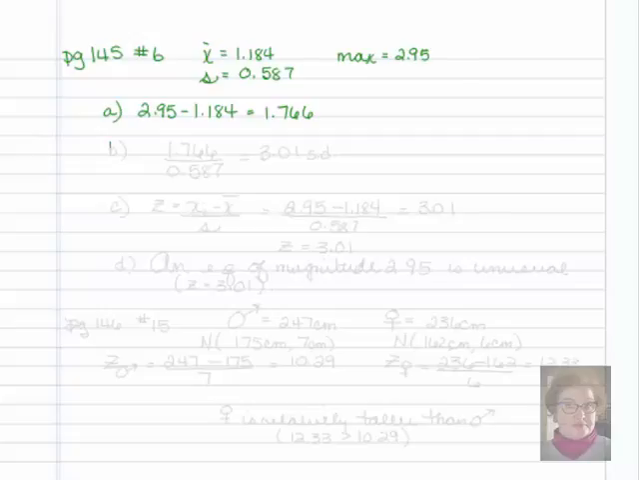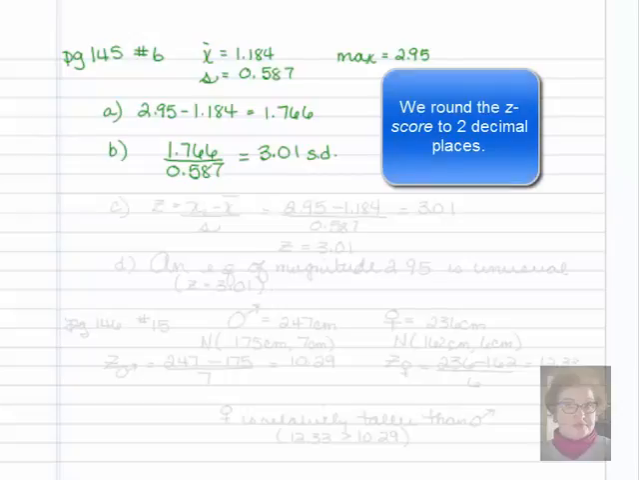And then B says, how many standard deviations is that? Well, we're going to do 1.766 divided by our standard deviation, which is 0.587, and that comes out to be 3.01 standard deviation units.